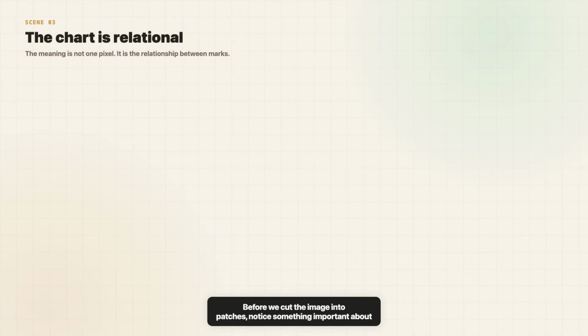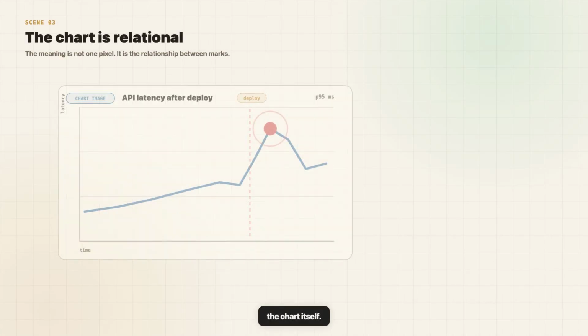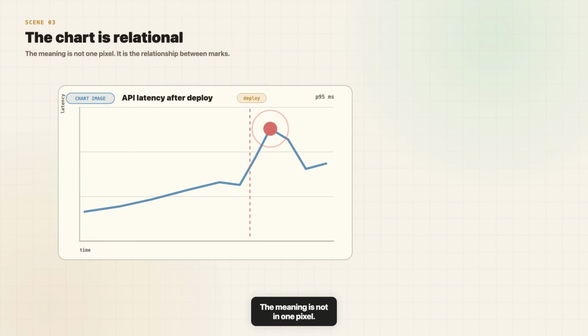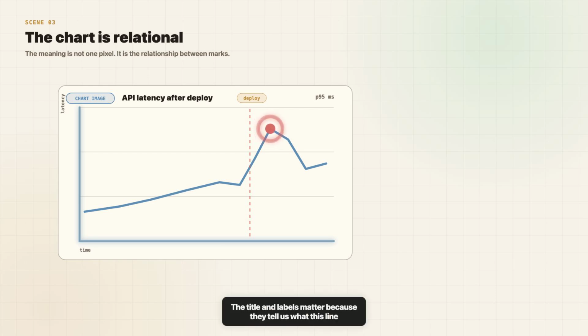Before we cut the image into patches, notice something important about the chart itself. The meaning is not in one pixel. It is not even in one line segment. The meaning comes from relationships. The spike matters because it happens after the deploy marker. The recovery matters because it comes after the spike. The axis matters because it tells us whether the change is large or small. The title and labels matter because they tell us what this line even represents.